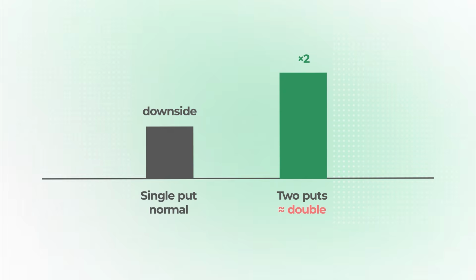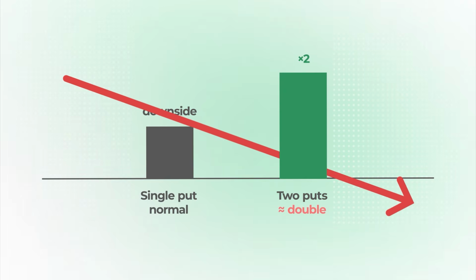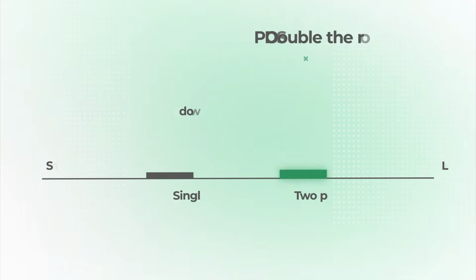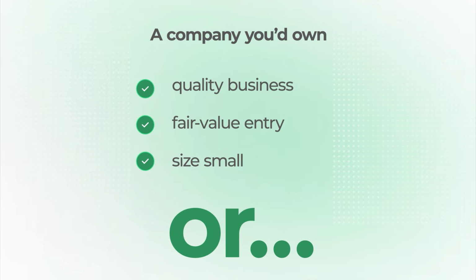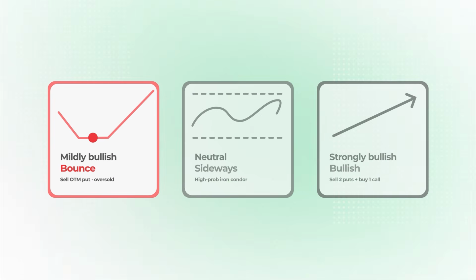Just notice that selling 2 puts means roughly double the downside of a normal short put trade. If that stock really tanks, you're on the hook for twice as many shares. So size it small, and only ever do this on a company you'd be happy to own. And if that doubled risk makes you uneasy, just drop back to scan 1 and sell a single put.